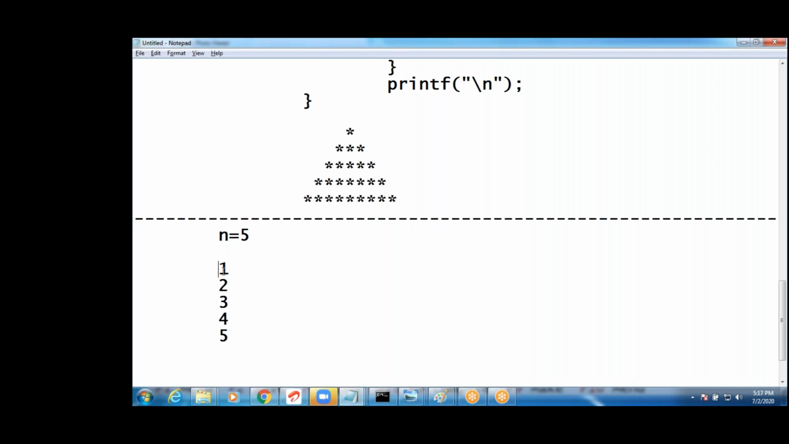Simple logic. But 6, next 6 should start from second row. 6, next 7, next 8, right? Next 9. Next value is 9, next value should start from third row. 10 it is. It's 11, it's 12. Next 13, it's 14. And last value is 15.